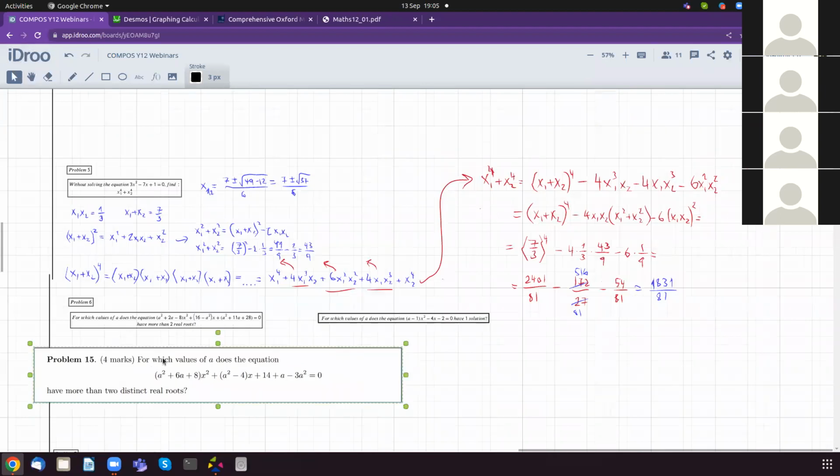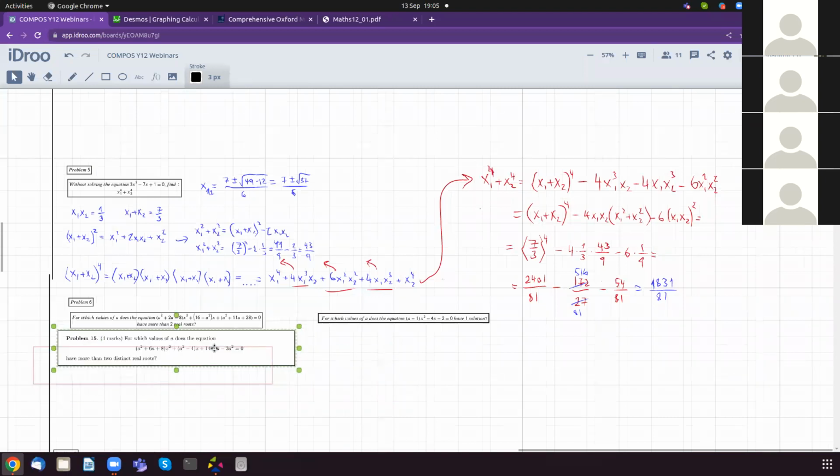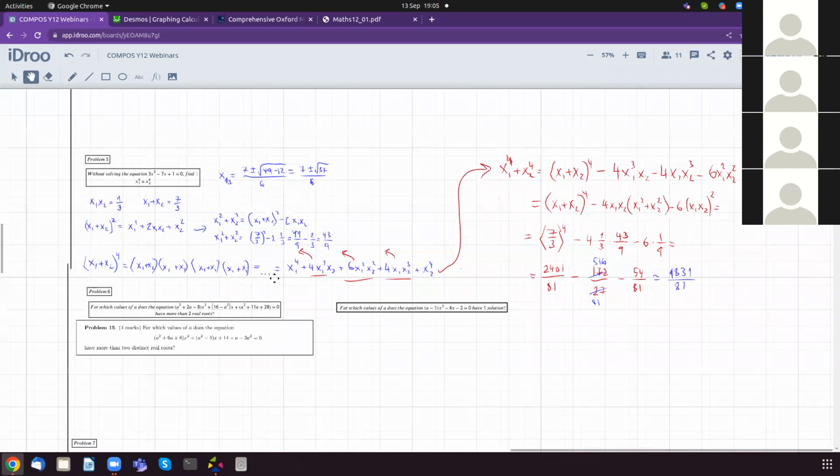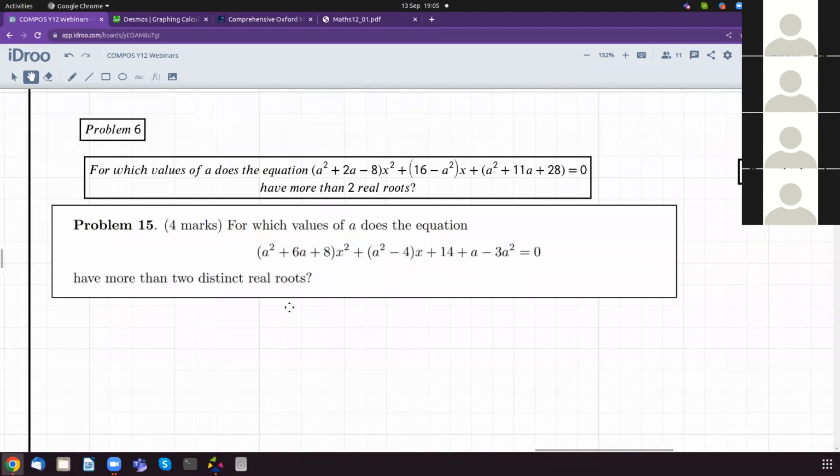Okay, 2, but they're asking for more than 2. 2 values of a that solve it. No, I mean, it's a perfectly valid method if I was asking to find x. If I said find x, that's what you do. But I'm not asking for x, I'm asking for a. And I'm asking for which values of a does the equation have more than 2 distinct real roots.